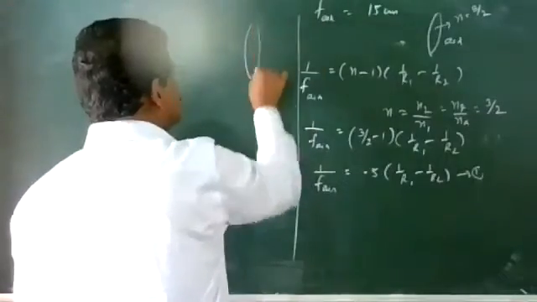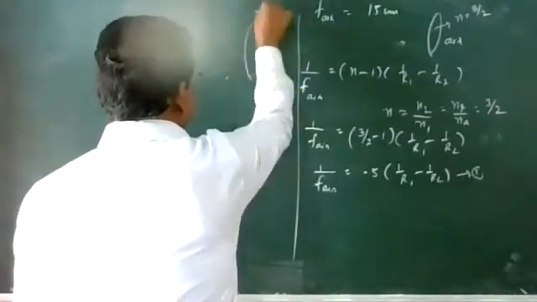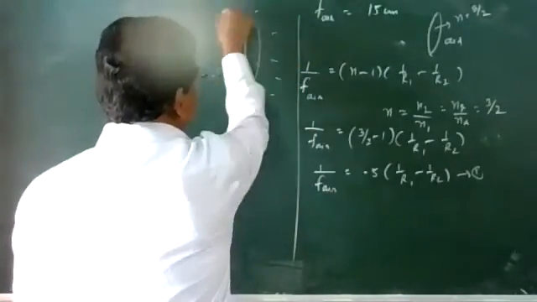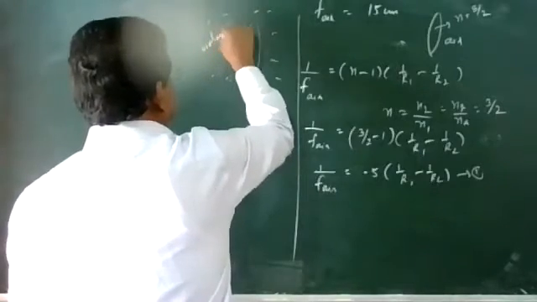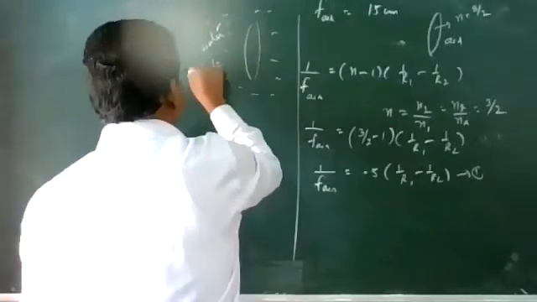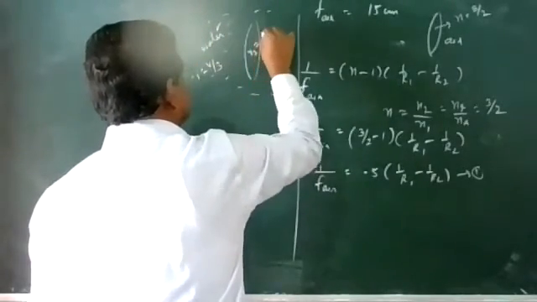Now, if it is placed in water, its refractive index is 4 by 3. This is n1, and n2 is that of the lens, which is 3 by 2.